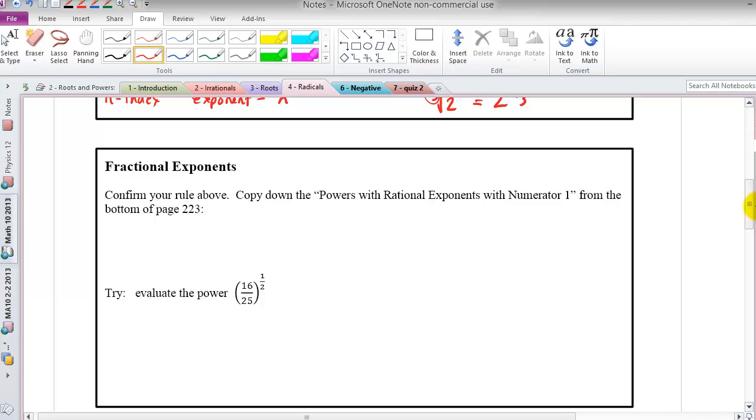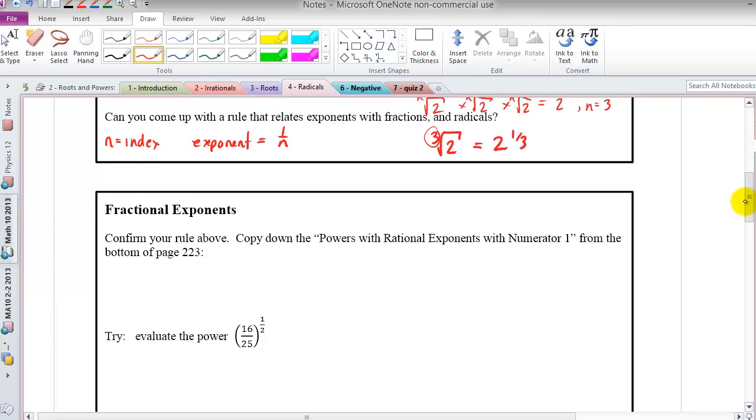So then I say, if you did manage to come up with a rule, you can confirm it with the rule that's written in the textbook on page 223. And I think it's basically what I just wrote here. If you have some n-th root of x, that's equal to x to the power of 1 over n.